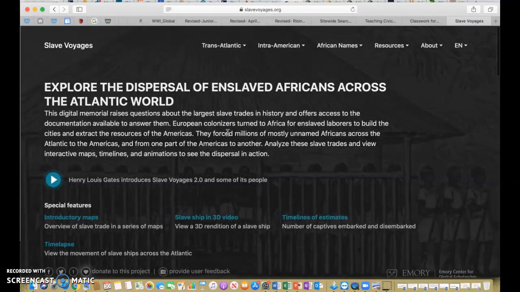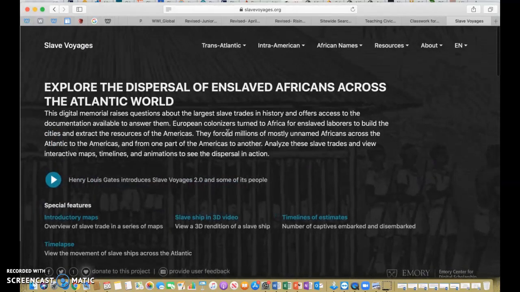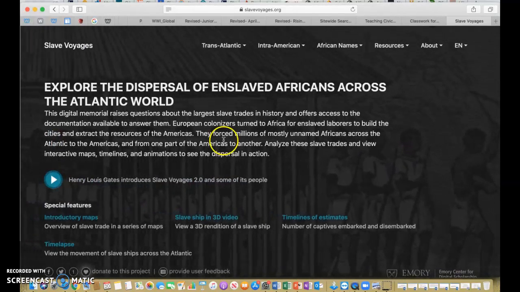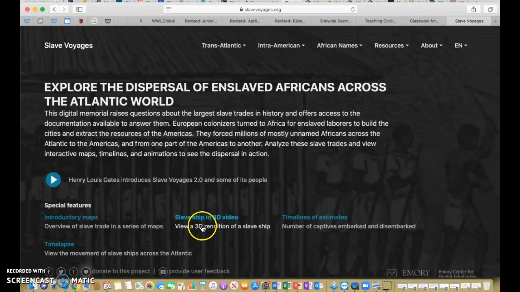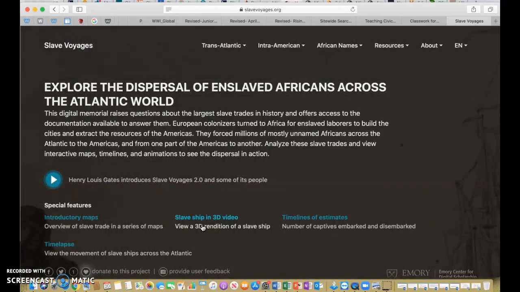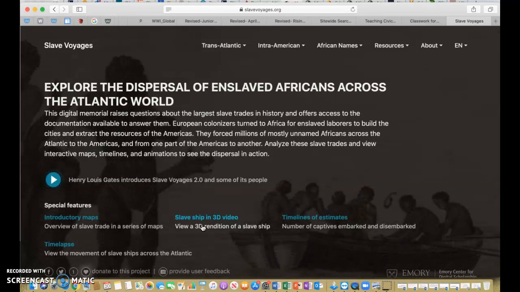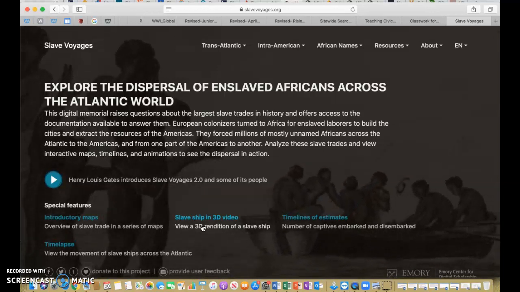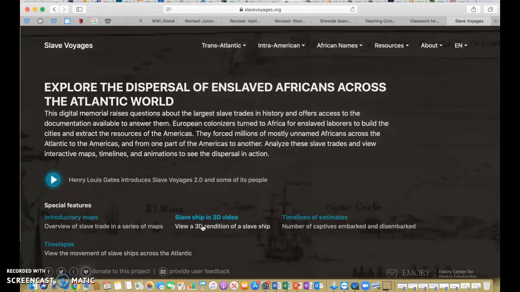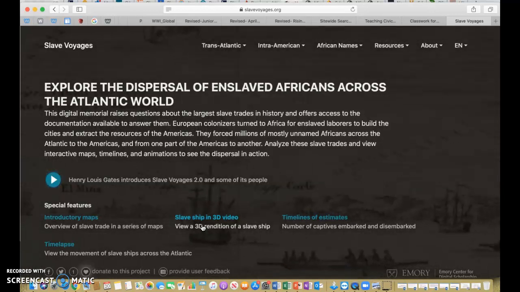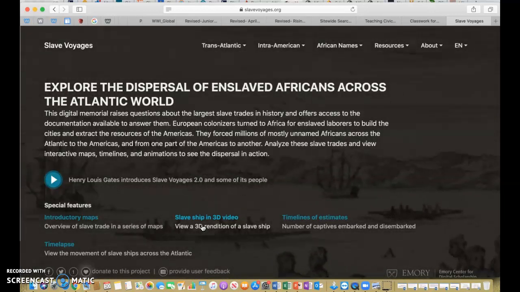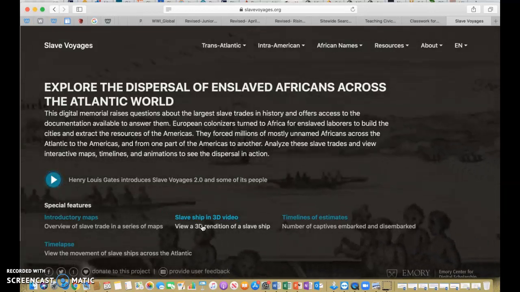And when you get there, it's going to take you to this page. And I want you to take a moment before you start the project and look at the slave ship in 3D video. And as you do this, it gives you a really good understanding of the ship, of its size, and how the slaves were positioned as they made this difficult journey across the Atlantic Ocean, the Middle Passage, if you will. So take a moment and look at that video.